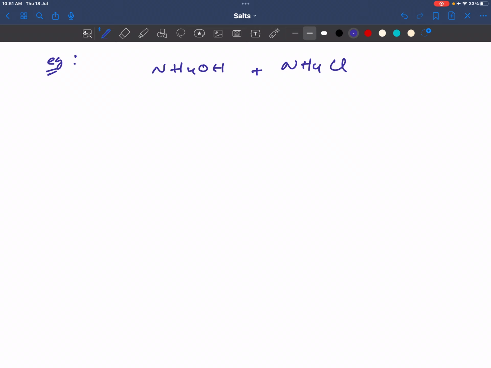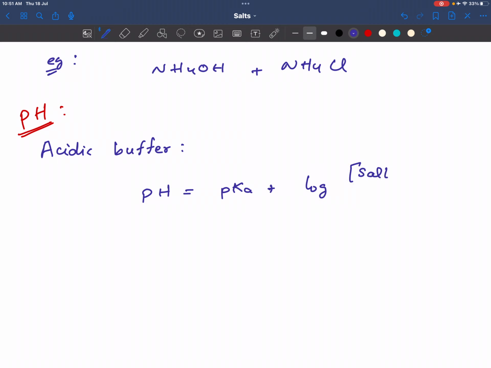ఓకే, నౌ మూవింగ్ ఆన్ టు ద pH ఆఫ్ ఈచ్ బఫర్ టైప్. Now, the first one is acidic buffer. pH equal to pKa plus log salt upon acid. This is concentration of salt, this is concentration of acid, and this is pKa of that weak acid.